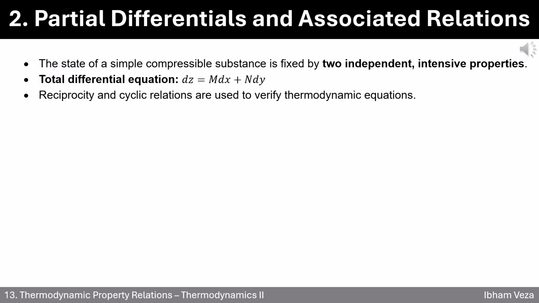2. Grasp the power of partial differentials. Let's make partial differentials less intimidating. In thermodynamics, every system can be described by just two independent intensive properties. Once you know these, everything else can be calculated. The total differential equation you see here, dz equals M dx plus N dy, is simply a way to express how a property changes when you slightly tweak two variables. It's like describing how the taste of a soup changes when you adjust salt and spice.